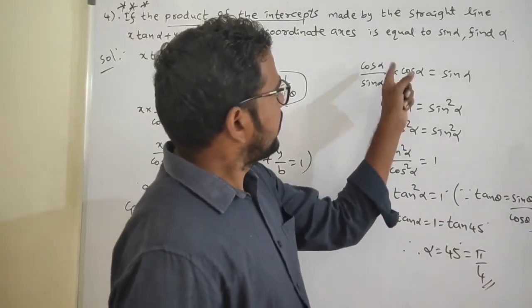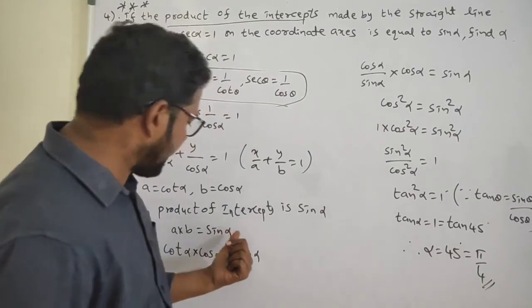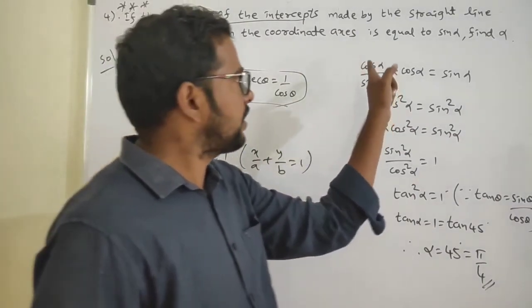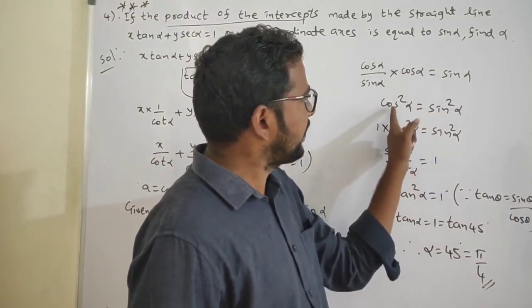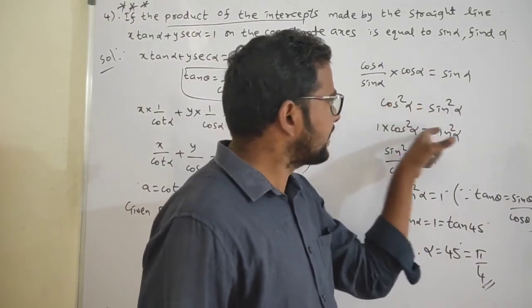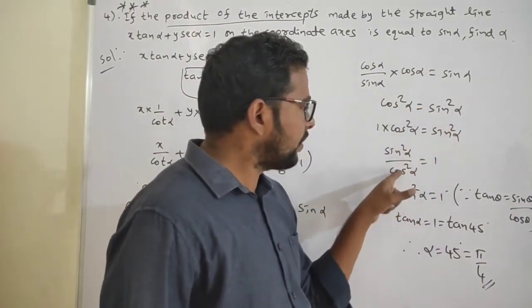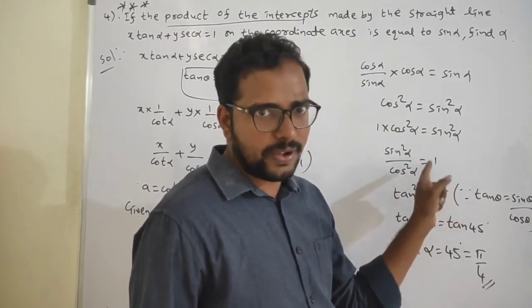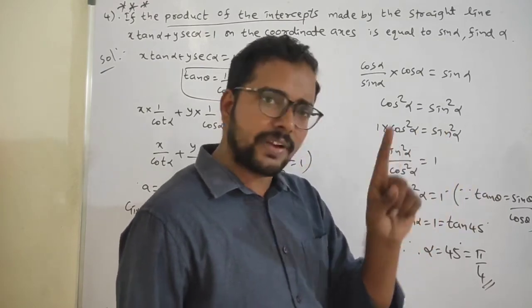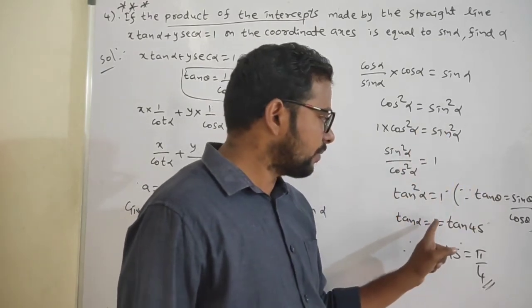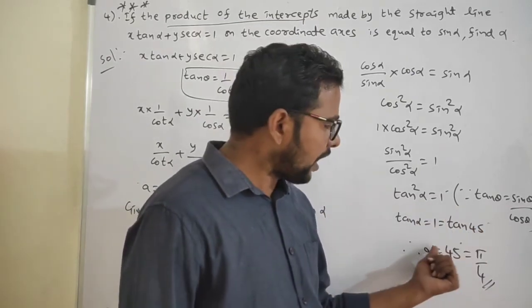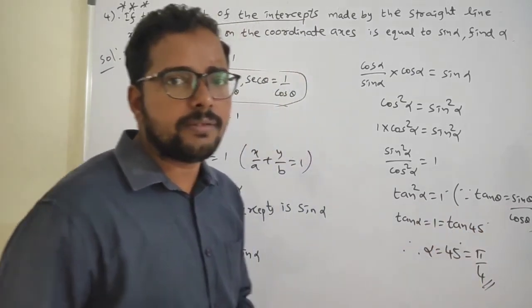Here given product is sin alpha, cot alpha into cos alpha equals sin alpha. Cot ni cos by sin రాస్తున్నా. Cos square alpha by sin cos square alpha is equals sin square alpha. ఈ 1 రైట్ సైడ్ చేస్తే బై అవుతుంది. sin by cos tan square alpha is equals to 1. ఈ 2 రైట్ సైడ్ చేస్తే రూట్ ఆఫ్ 1 అవుతుంది. స్క్వేర్ రూట్ ఆఫ్ 1 is equals to 1 only. So tan alpha is equals to 1. అంటే tan 45 value is 1. Therefore alpha is equals to 45 degrees or pi by 4.